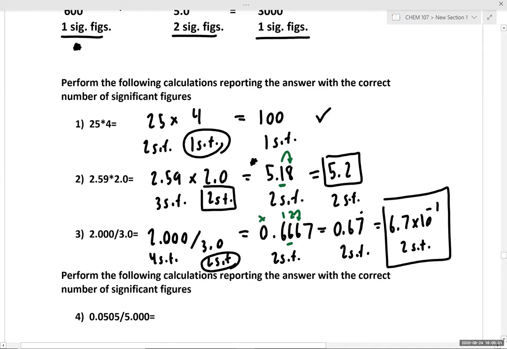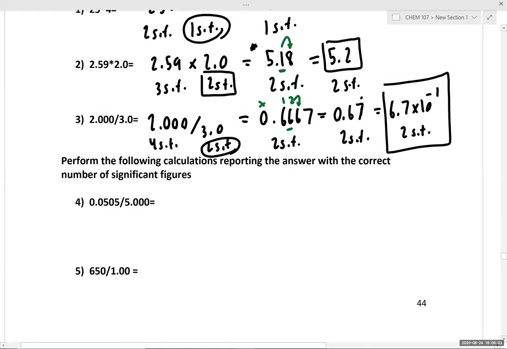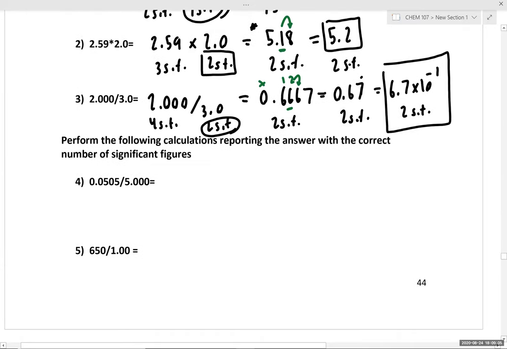So now that we've seen some representative examples, I'd like you now to take a moment and work on the following two examples. I'd like you to complete the following calculations and report your final answer to the correct number of significant figures.